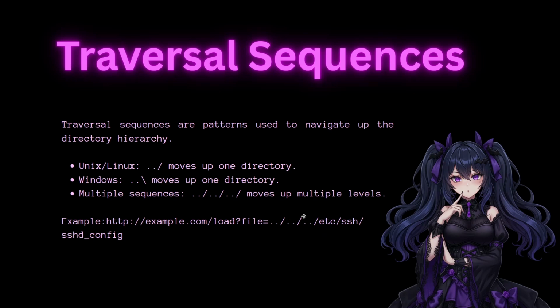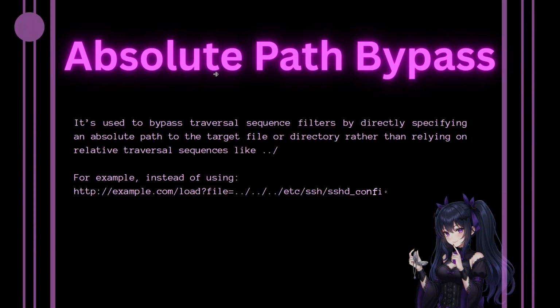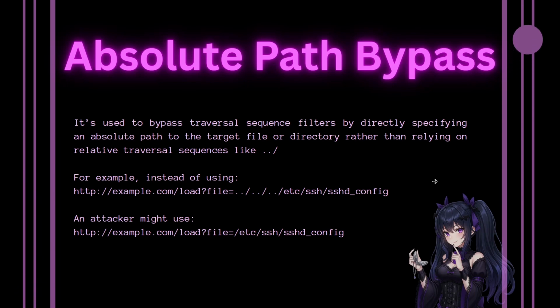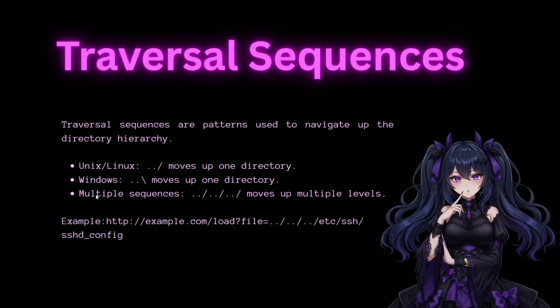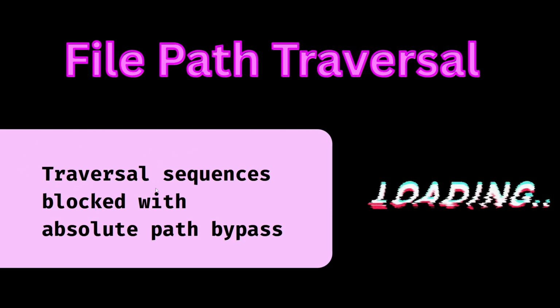So this is basically what we call a relative path. You are not directly giving the directory that you want to move to, but you are giving a relative path. Now let's understand what an absolute path is. As you can see, absolute path bypass. If we move back to the topic name, we are trying to understand traversal sequences blocked with absolute path bypass.